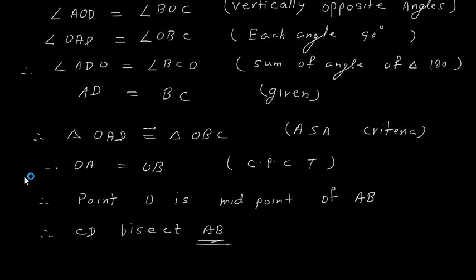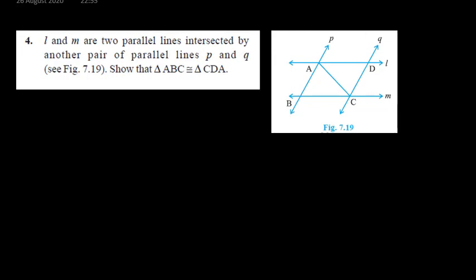Okay. Let us solve one more problem and then we stop our lecture. The rest of the problems we will see next class. L and M are two parallel lines. Okay, you see here lines L and M are parallel. They are intersected by another pair of parallel lines. Now this P and Q are also parallel. Show that triangles ABC and CDA are congruent.